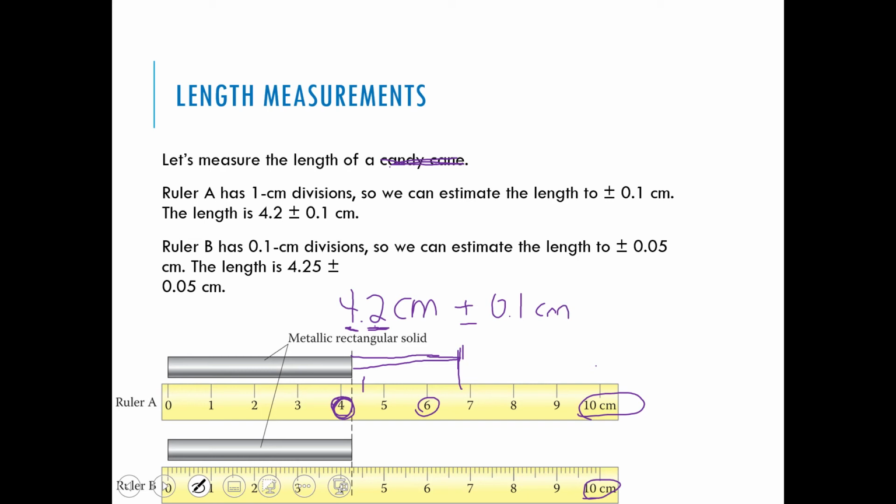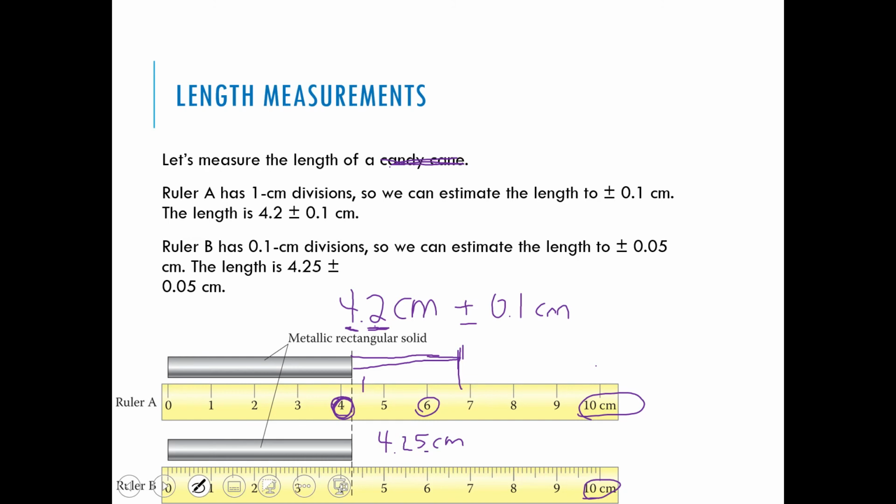For ruler B, if I follow this down, I can be exact to the 4 point, and I can see that it is 2, because these are in tenth increments. So I can say it's at least 4.2. And I can even estimate one digit further. I'm going to say that it's 4.25 centimeters. So I can estimate to the hundredths.